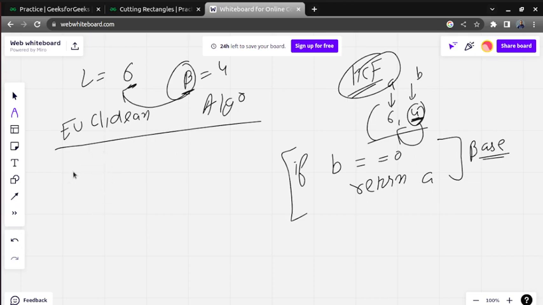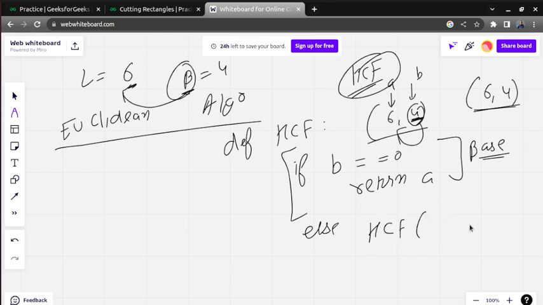Now what will be the other condition? Suppose B is not equal to 0. Then we need to switch the elements. Else, what do we do? Suppose the function name is HCF. We need to call the function again, but this time, as I told you, we need to make the second element B become 0. So how will it become 0? We are going to do A modulo B, and here we are going to pass B.